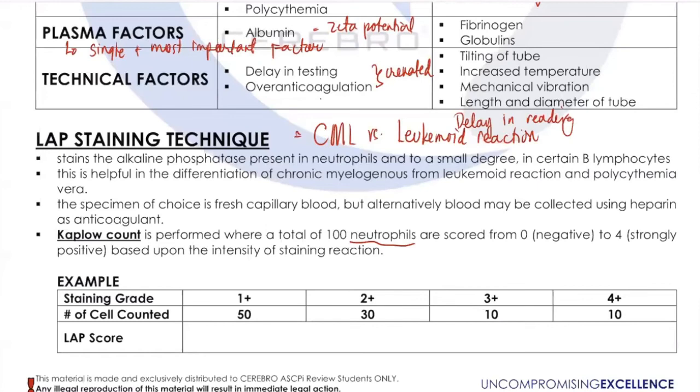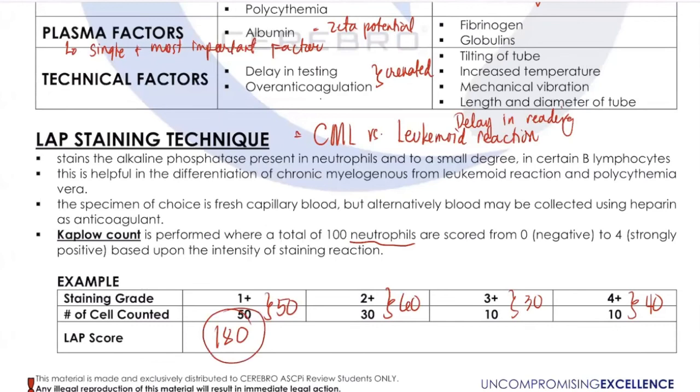And for you to solve the LAP score, all you have to do is to multiply the grade and the number of cells counted. So for example, in this problem, what will be the LAP score here? 1 times 50, that would be 50. 2 times 30, that is 60. 3 times 10, that's 30. 4 times 10, that's 40. Then all you have to do is to total all of these scores. So 50 plus 60 plus 30 plus 40, that gives us 180. So this is now your LAP score.